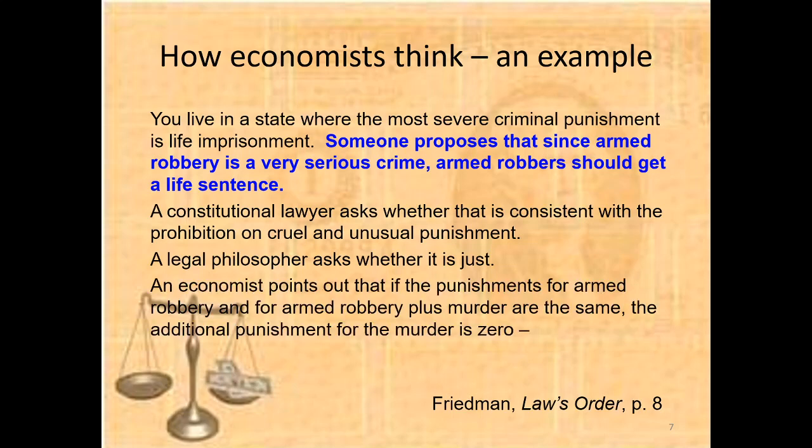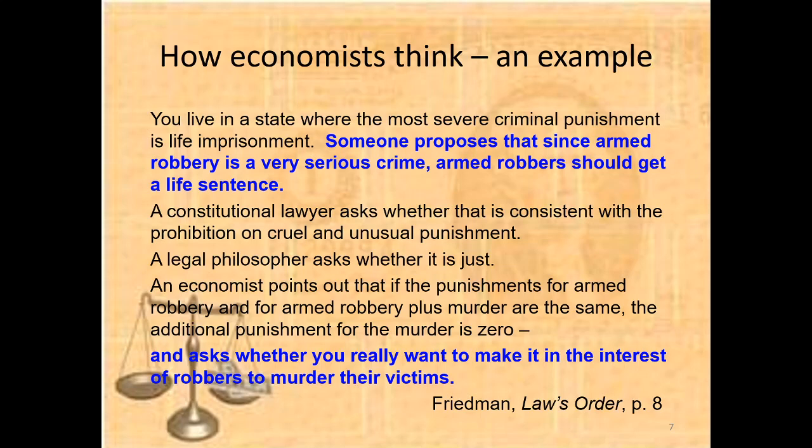An economist points out that if the punishment for armed robbery and for armed robbery plus murder are the same, then the additional punishment for the murder is basically zero. That is what is called the marginal punishment. If that is zero, then those who have a tendency to rob also have the tendency to kill, because the difference between robbing and killing the person is one and the same. So the economist asks whether you really want to make it in the interest of the robbers to murder their victim. Though the punishment is very severe, its extent is being relaxed, because at every point there is an additional point yet to come.